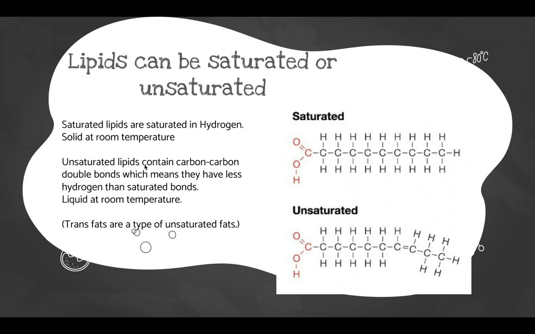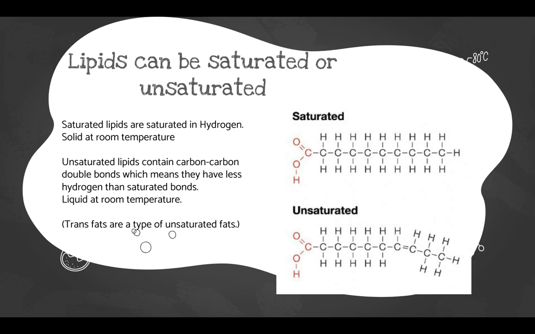Unsaturated lipids contain a carbon-to-carbon double bond, so they have less hydrogen than they really could have, right? Because saturated have as many hydrogens as possible. But when you have a carbon-to-carbon double bond, you're taking away two hydrogens, okay? These are liquid at room temperature. Think about your olive oil, avocado oil, canola oil, vegetable oil, okay? These things are liquid at room temperature.